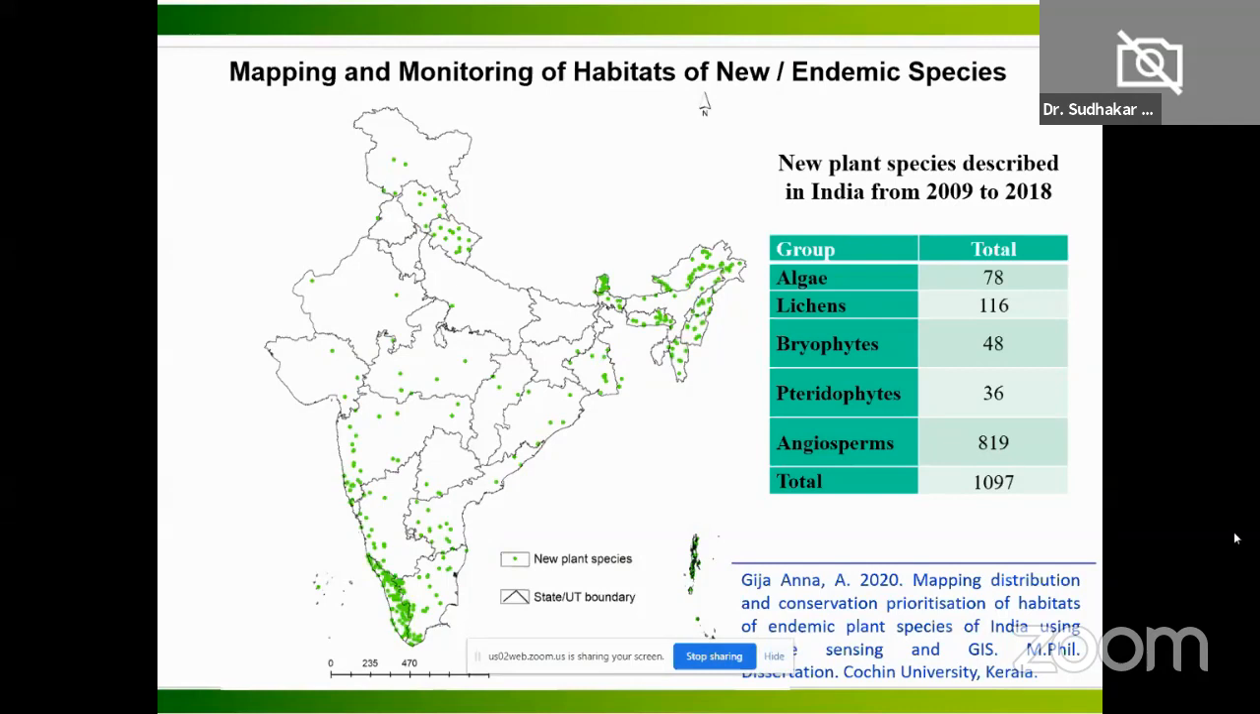But out of 1,097, we got around 700 species locations, because every taxonomist may not report the exact latitude and longitude. So we consulted different research papers, and for around 700 species, we found the location specific latitude and longitude. Here I am showing the locations of those new plant species which were described in the last 10 years. By having this location specific information, we can now report whether there is any habitat loss or habitat degradation in those locations. Once we have such georeferenced information, we can make use of this database, and we can take precise conservation steps for long-term management of biodiversity.